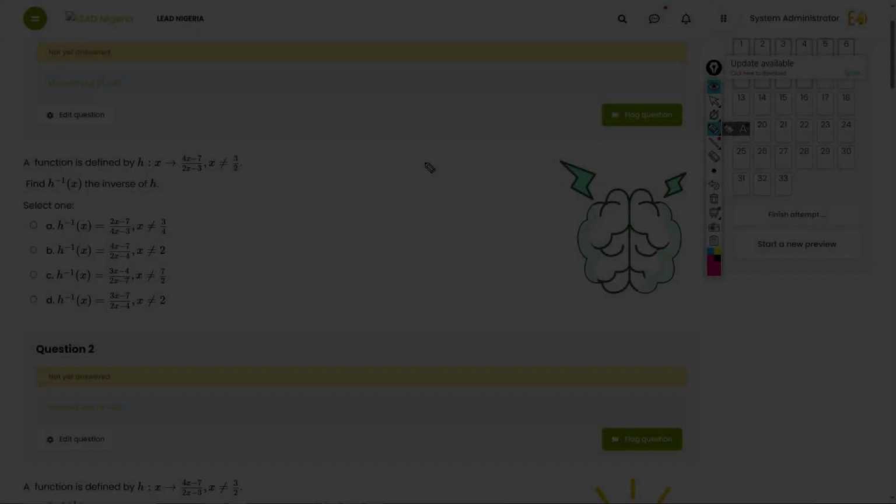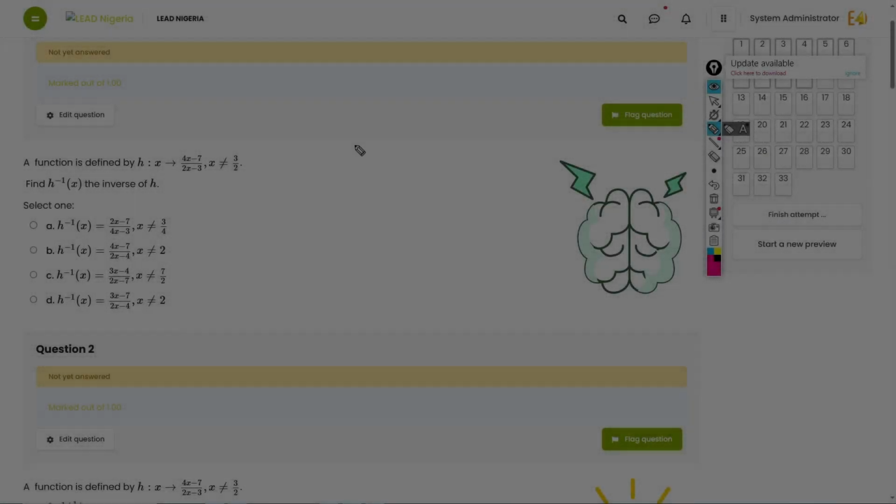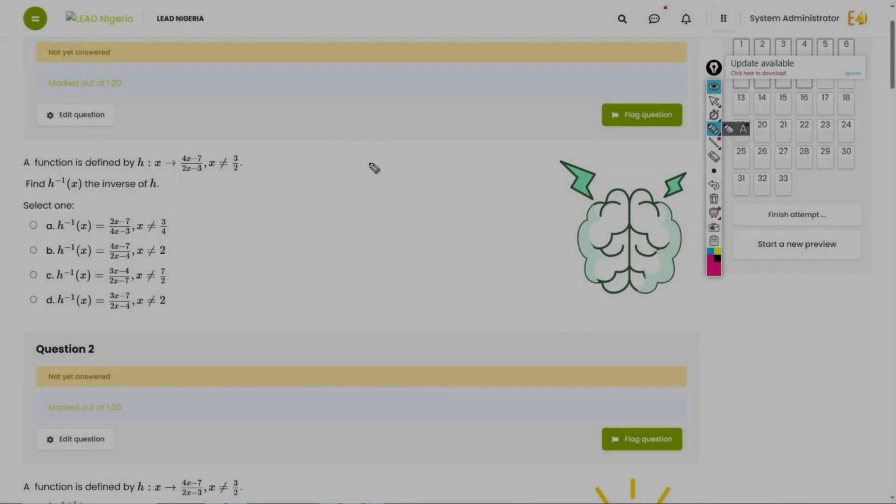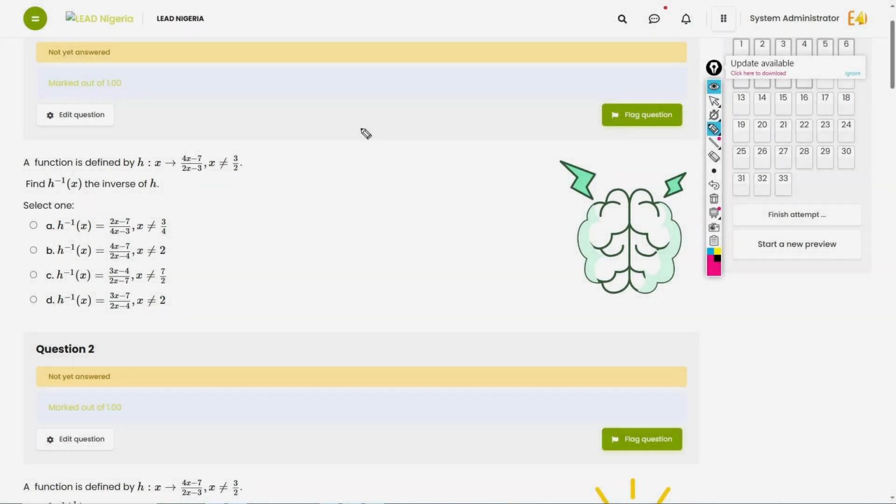All right, so a function is defined by h of x. I'll just write it as h of x is equal to (4x minus 7) over (2x minus 3). And we're asked to find the inverse of the function. So what's the inverse of the function?